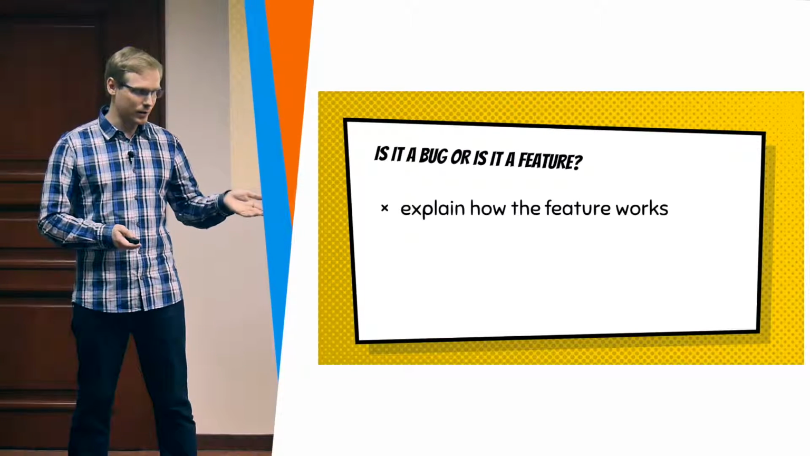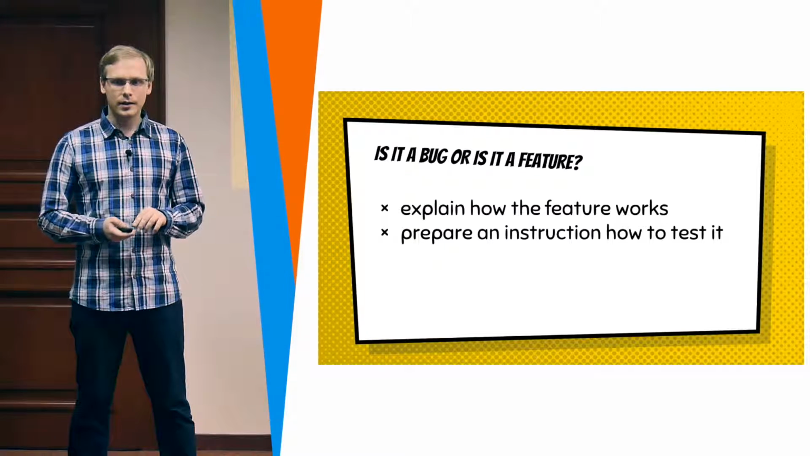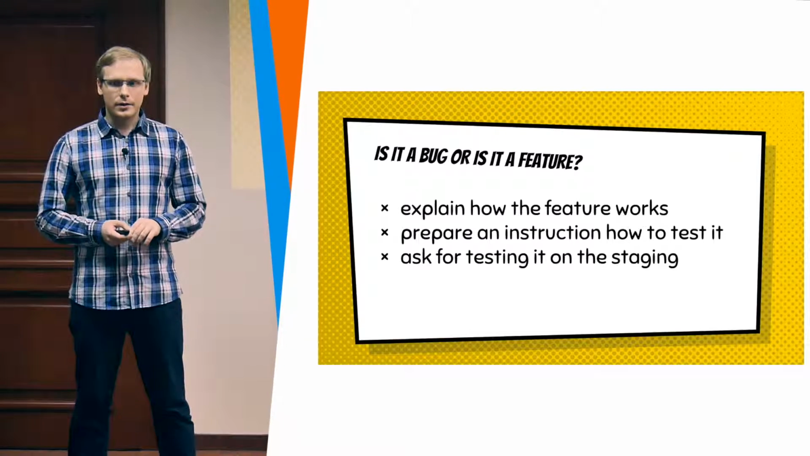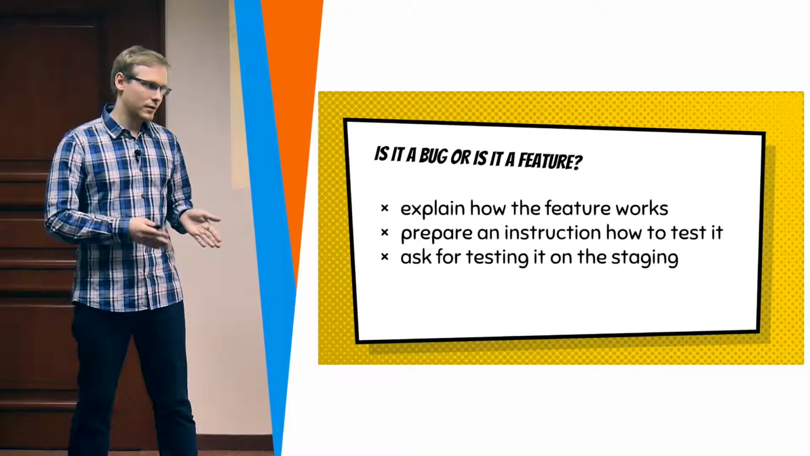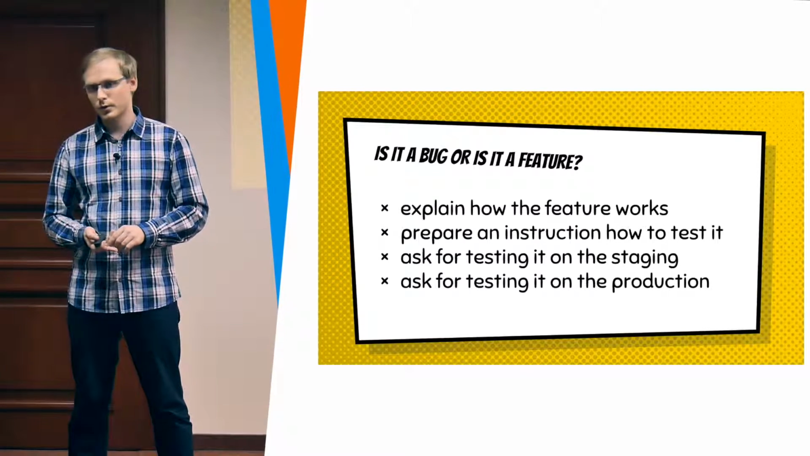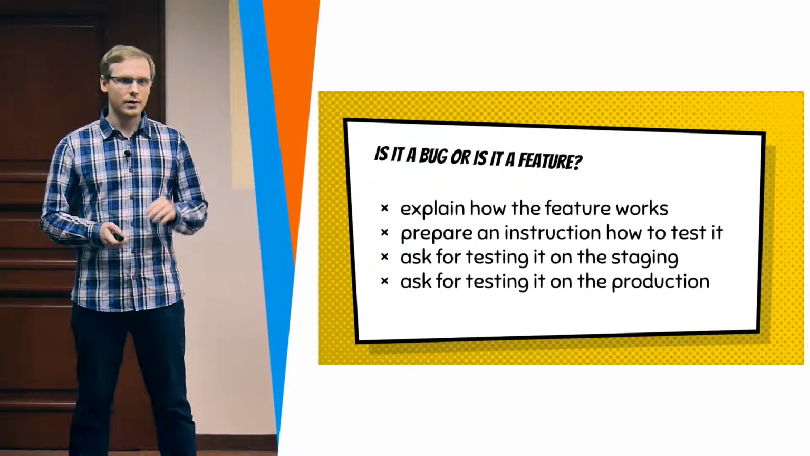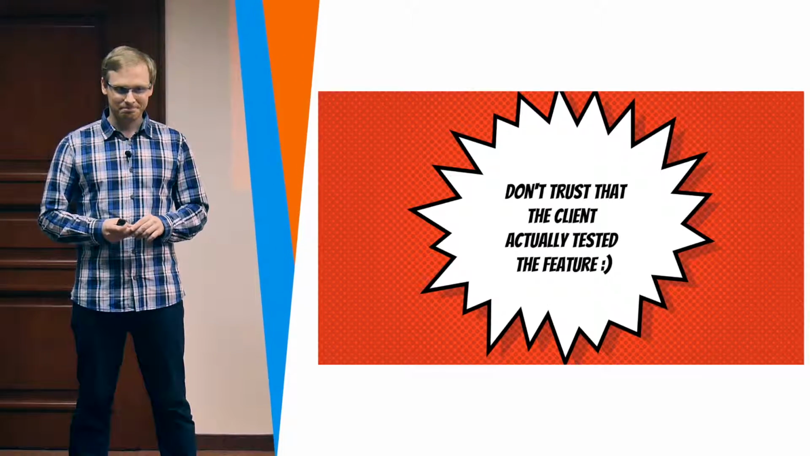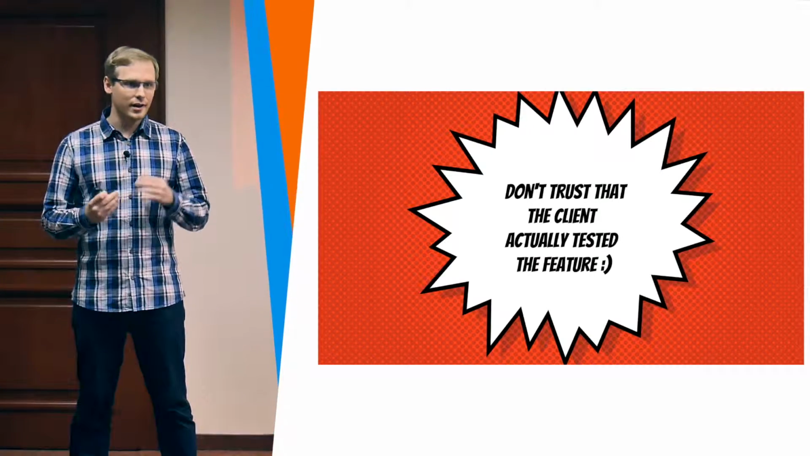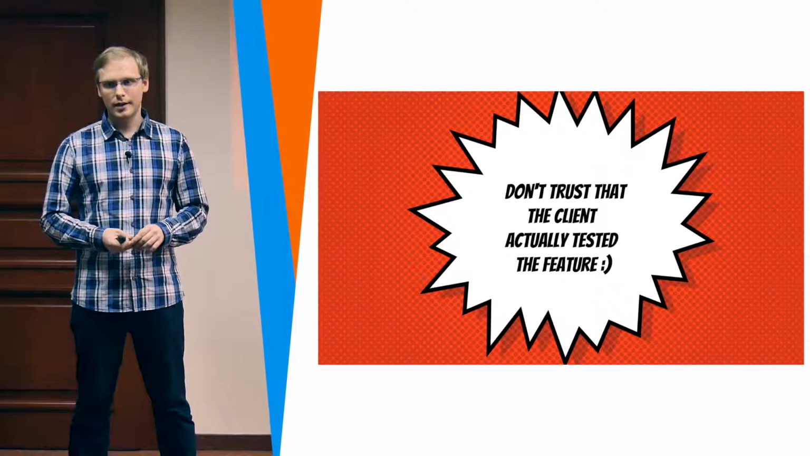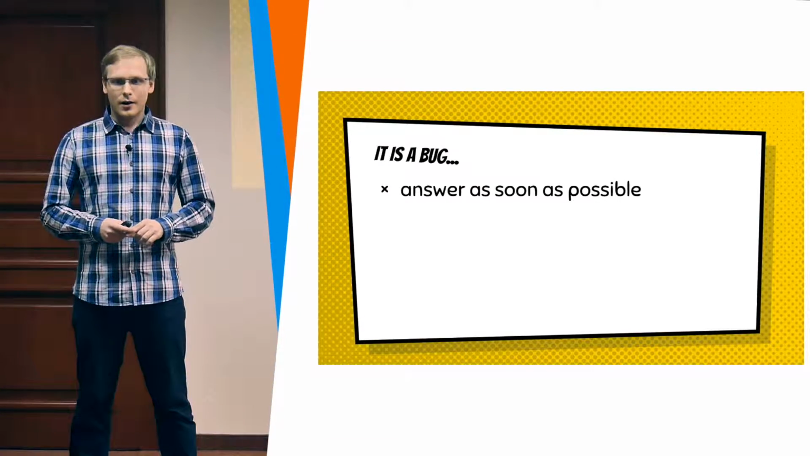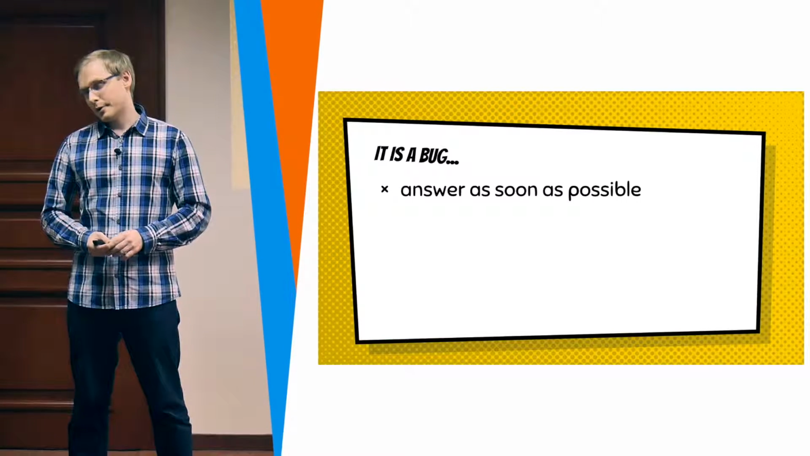So explain how the feature works. If this is something really complicated, then prepare an instruction on how to test it, so he can see all the steps, okay? After that, ask for testing it on staging and testing it on production, because not everything can be tested on staging. So just make sure that the client will do it, but please don't trust the client, okay? If this is something really, really important and you are scared about this feature, just do it yourself, okay? You can ask clients, but then do it yourself, okay? And you'll be happy. Okay, but there's a situation where this is actually a bug, okay?